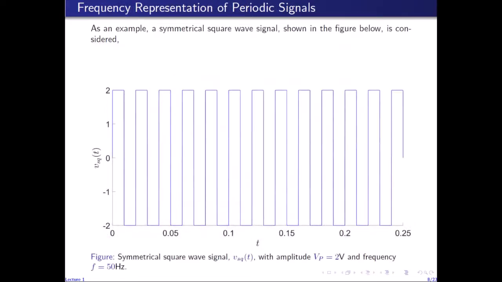As an example, here I show a symmetrical square wave signal. It's also called a bipolar square wave signal, which is defined by this expression, in which it takes a constant Vp amplitude over 1/2 of the period and a constant minus Vp amplitude over the next half of the period. Here Vp is set to 2, so it is 2 over the first half of the period and minus 2 over the second half of the period, and then it just keeps on repeating itself. So it's a periodic signal with a frequency of 50 hertz.